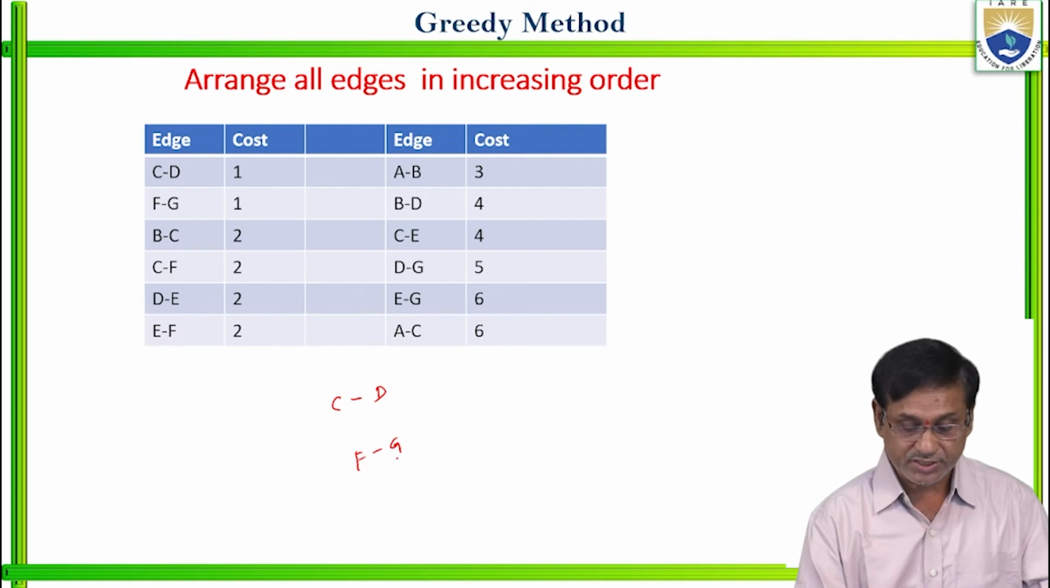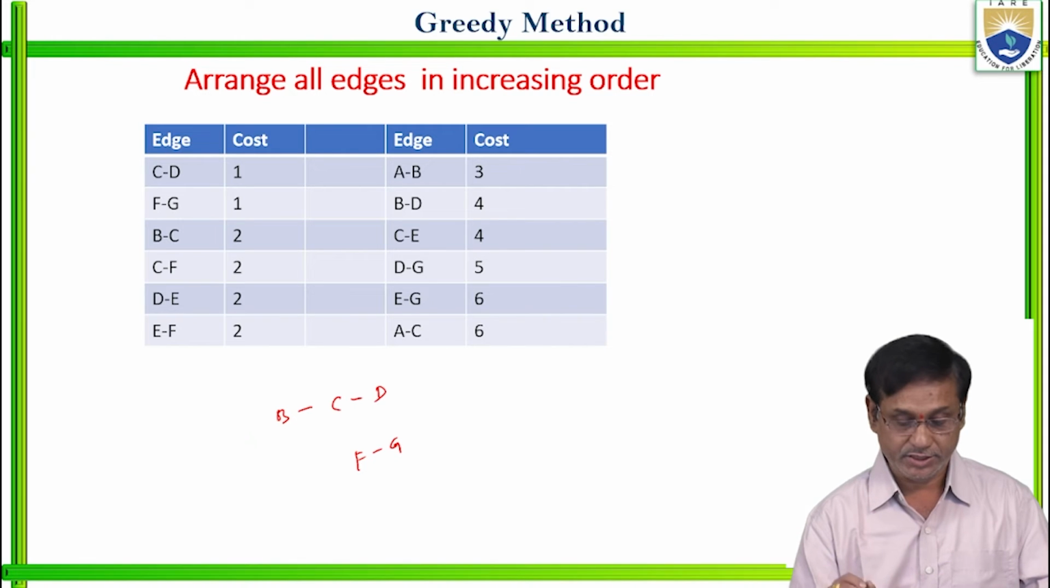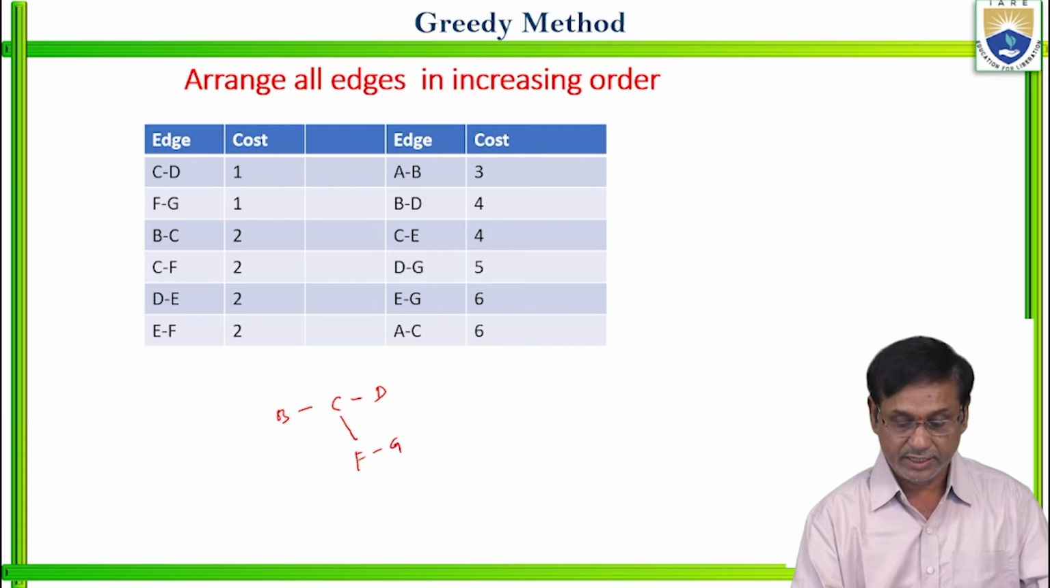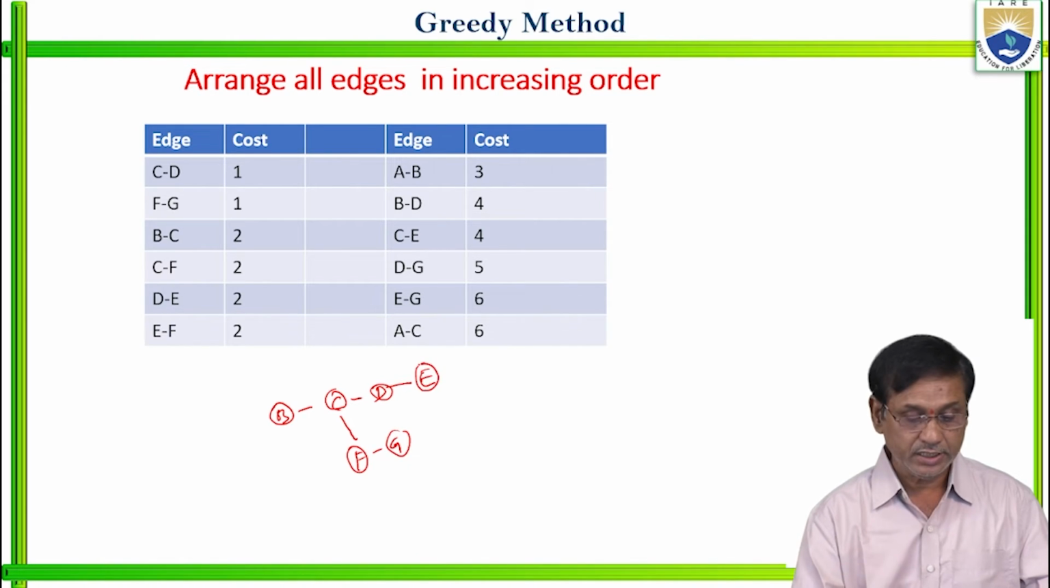Now next, BC. B and C are in different sets, so we can consider B comma C as a combined edge. Then CF. C and F are in different sets, so we can consider C and F and draw a solid line between C and F. Next, DE. D and E are in different sets, so we can write DE.